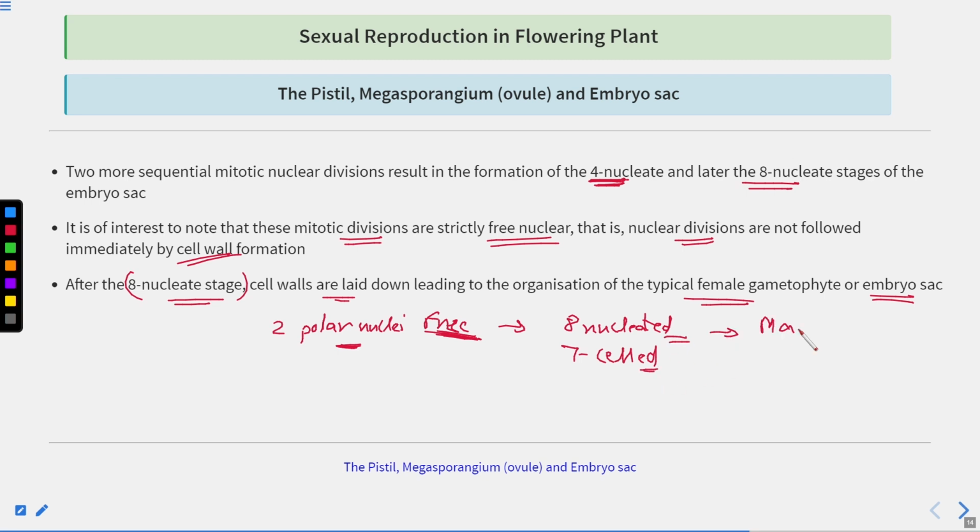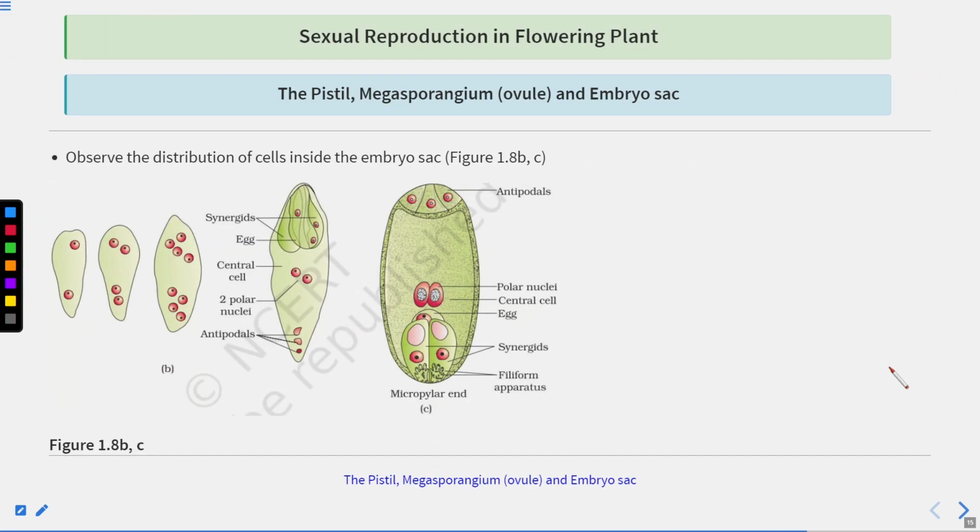So this is the mature embryo sac. This is the micropylar end. This is known as the egg apparatus, which consists of the egg and the synergids. These are the polar nuclei, which are haploid. All these cells are haploid, antipodals are also haploid. So this is the organization of the cells within the embryo sac, and you can see the cell wall is also developed after the free nuclear division.